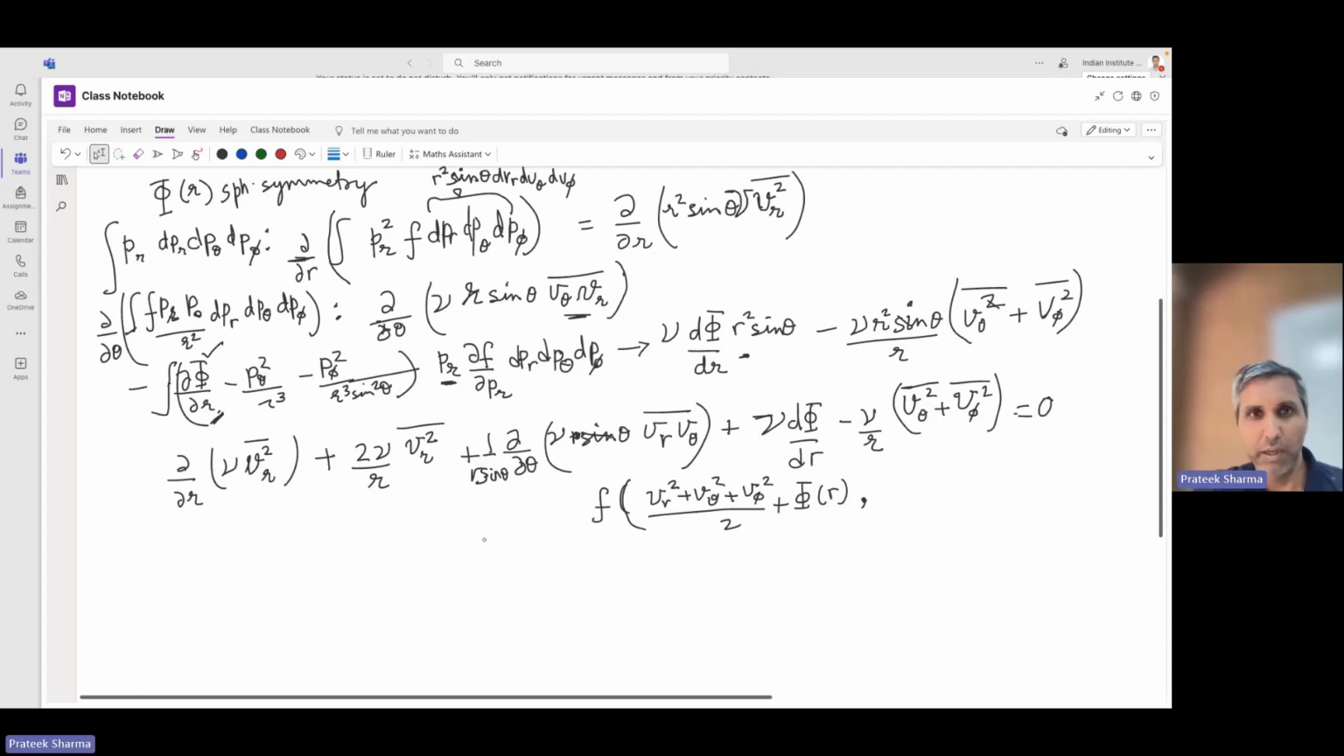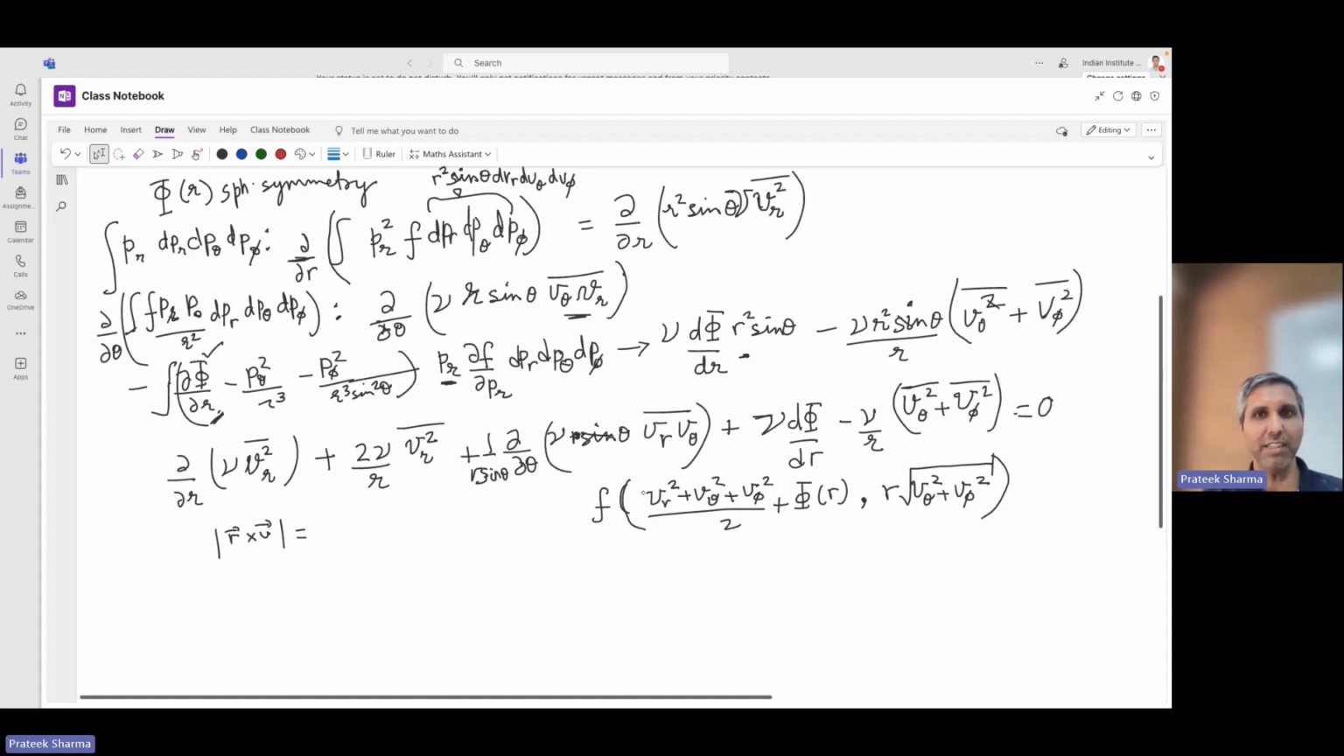So what's the magnitude of angular momentum? That's nothing but r times the square root of V theta squared plus V phi squared. So I'm actually assuming the distribution function to be a function of these only. Okay, this is an assumption. In reality, it may or may not hold.